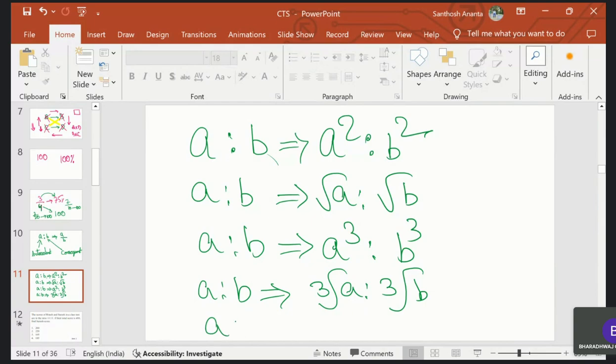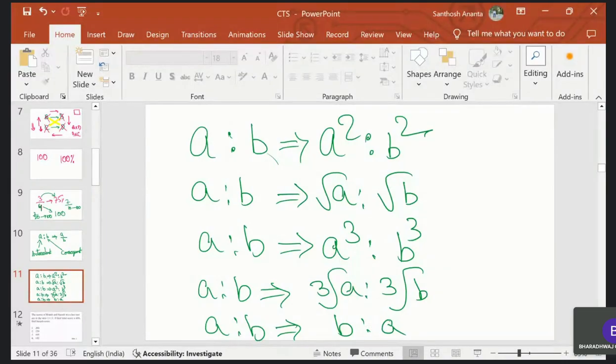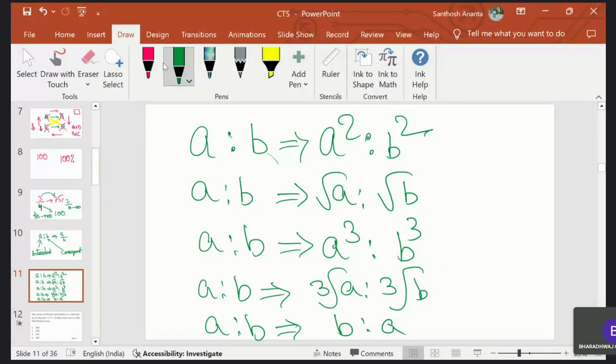Next one, the inverse ratio of A is to B. The inverse ratio of A is to B is B is to A. And the last but not least, that is compounded ratio. Find the compounded ratio of A is to B and C is to D. This is the compounded ratio here.